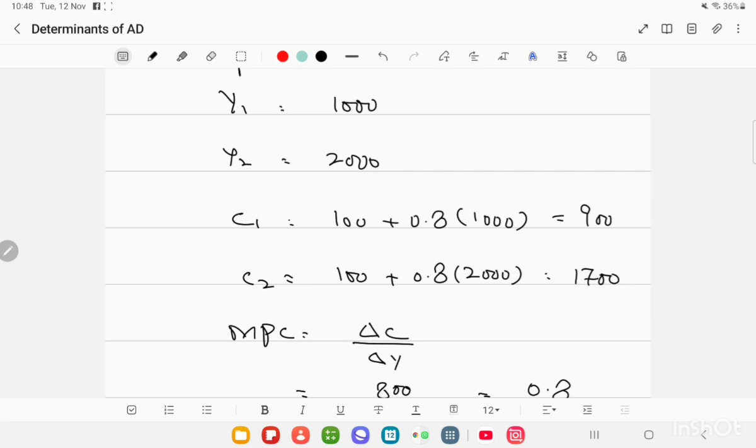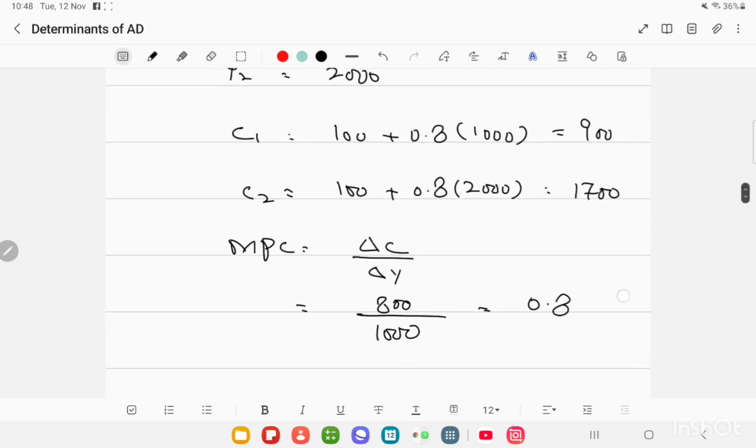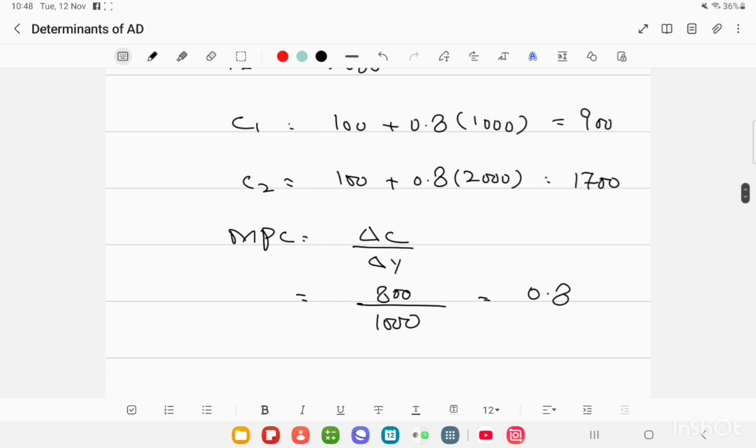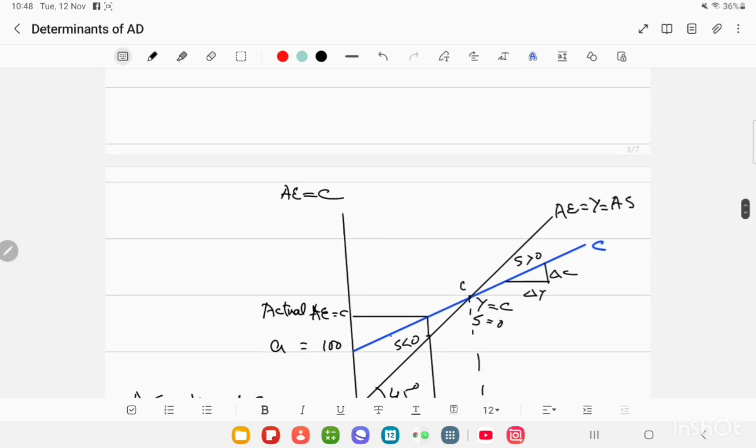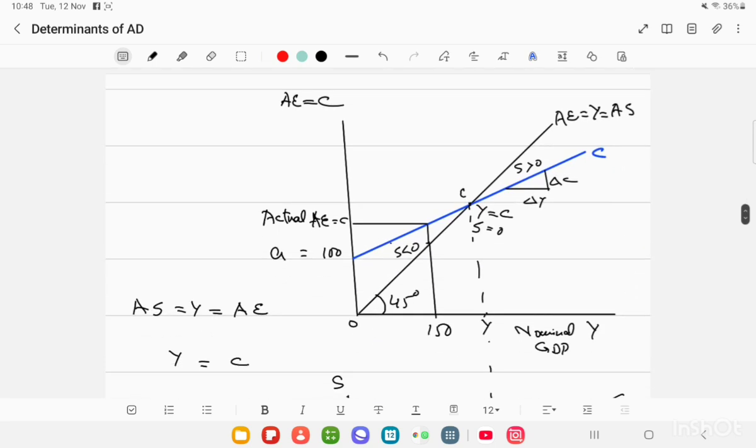Whereas C2, that is when income level is 2000, the total consumption will amount to 1700. So MPC can be found by the change in consumption due to the change in income. The change in consumption is 800 and the change in income is 1000, so the MPC value is 0.8. So here I have drawn the consumption line.